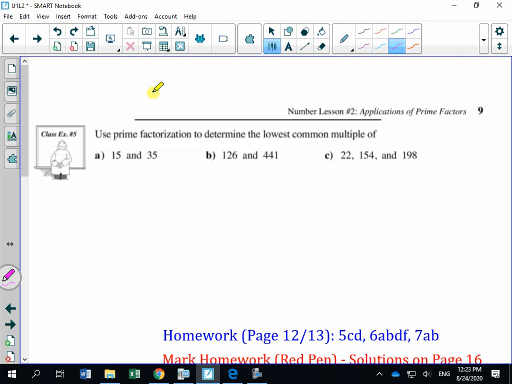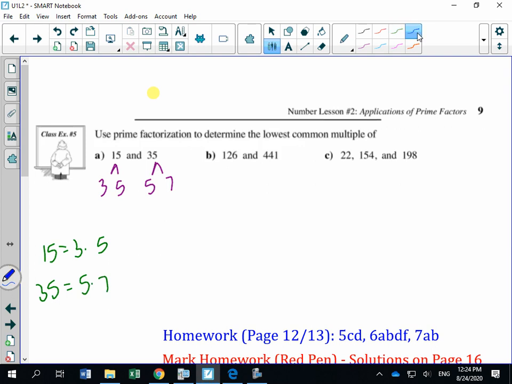Okay, so 15, well, we're going to start with a nice easy one. 15 divided by 3 is 5, and 35 divided by 5 is 7. So write the prime factorizations of each of these numbers. So 15 is 3 times 5, and 35 is 5 times 7.